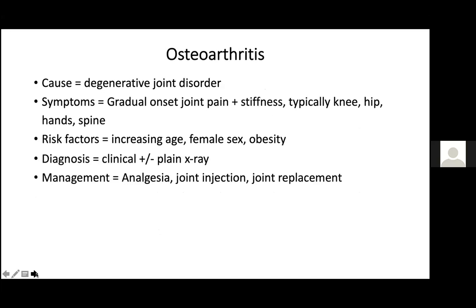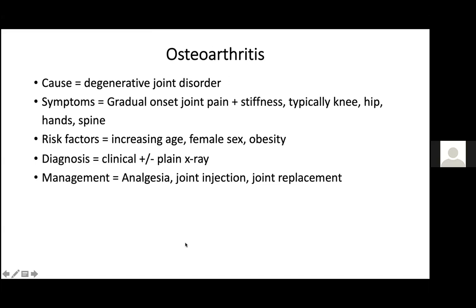So let's think about osteoarthritis. This is another one of the most common things you will see in general practice. This is a degenerative joint disorder. This is wear and tear on the joints. It's characterized by gradual onset joint pain and stiffness, and it typically affects the joints that we use the most: the knee, the hip, the hands, and the spine. It is more common as we age. Pretty much everyone as they enter older age will have some degree of osteoarthritis, of wear and tear.